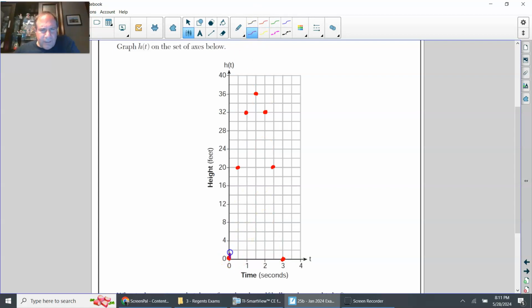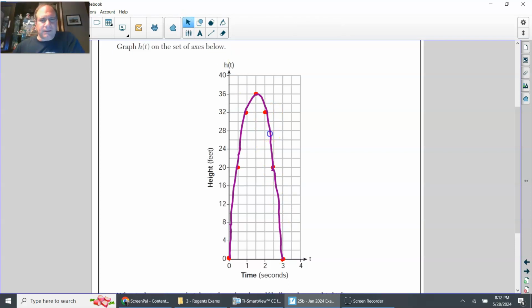So when you're drawing it, I'm going to try to draw it a little bit better than what I usually do. That is the vertex right there. And that's it. Right? It's a little bit off, but it's okay. Looks pretty bad, but it's all right.